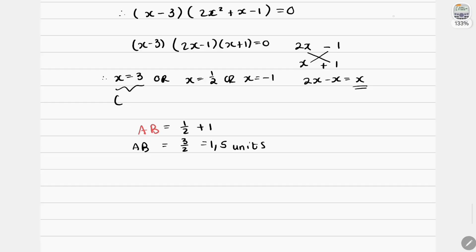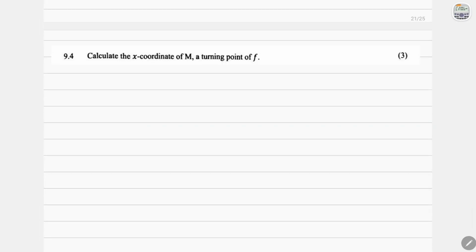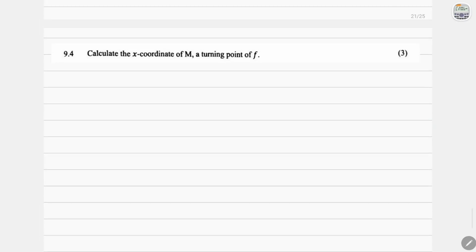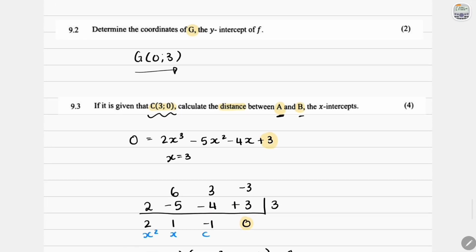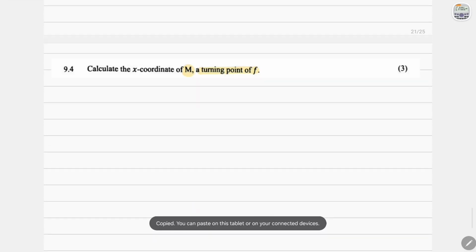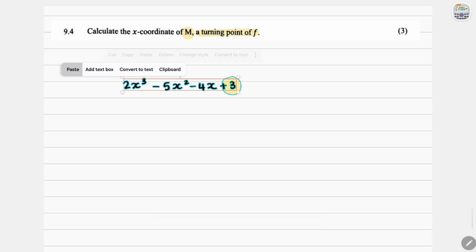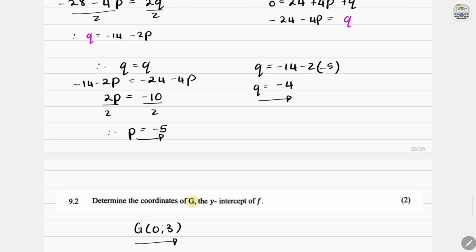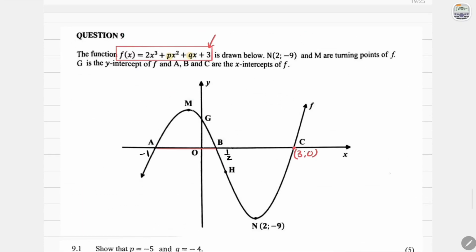Moving on to the next question. The next question, 9.4, says, calculate the x-coordinate of M, a turning point of f. So one of the turning points. To find the turning point, you can take the equation of the function, and we are going to find out where the gradient is equal to 0. Just remember, with your graph, at the turning point, your gradient is equal to 0. So that's what we're going to do.